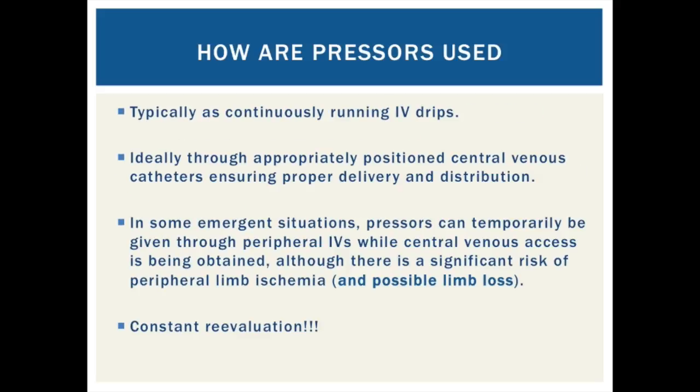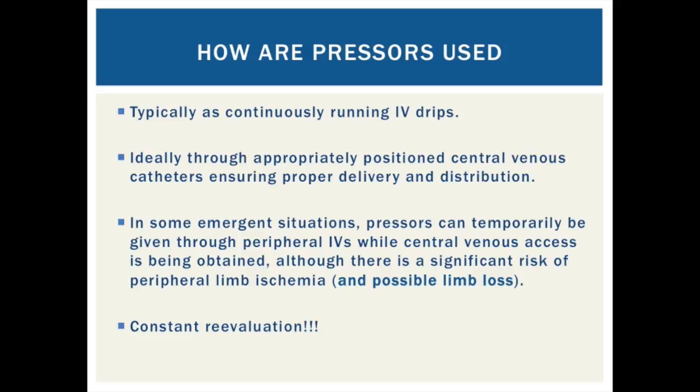So how are these pressors used? Typically they're used in continuous running IV drips, ideally through appropriately positioned central catheters to ensure their proper delivery and distribution. In some emergent situations, pressors can temporarily be used through peripheral IVs while you're getting central access.